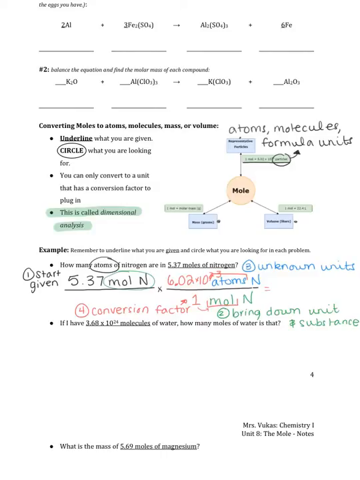To actually solve this, we always multiply everything in the numerators, everything above the lines, and divide by everything below the line in the denominator. So for this one, you want to plug into your calculator 5.37 times 6.02 times 10 to the 23rd. Technically, we also divide by 1. We want to round our answer to 2 decimal places, so your final answer should be 3.23 times 10 to the 24th.